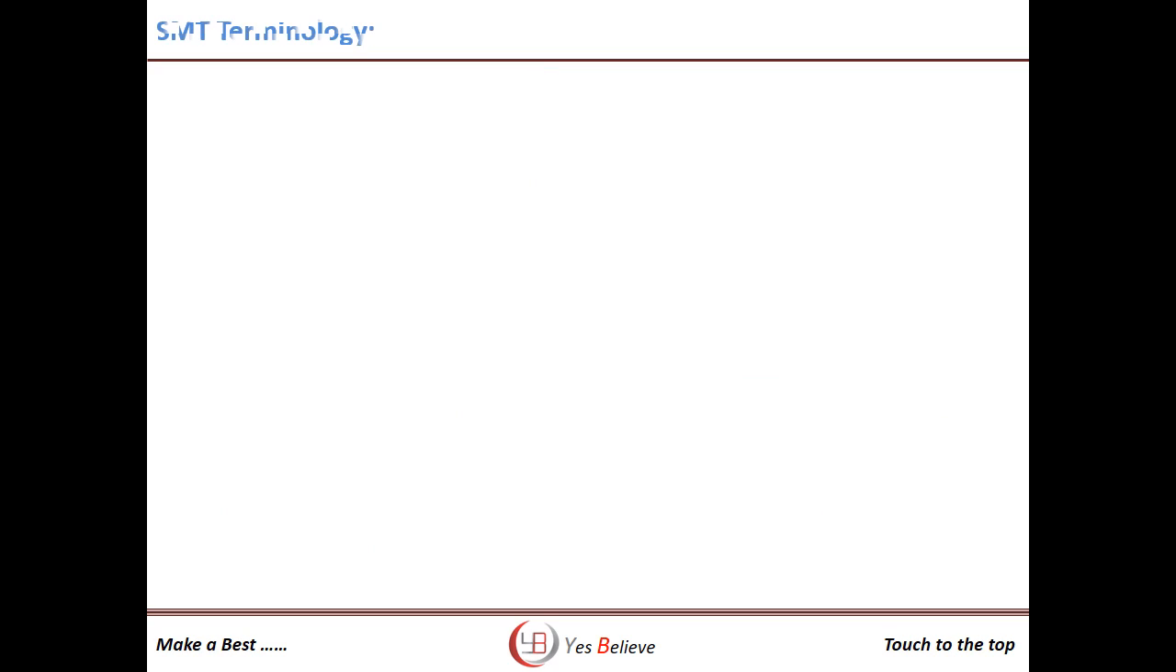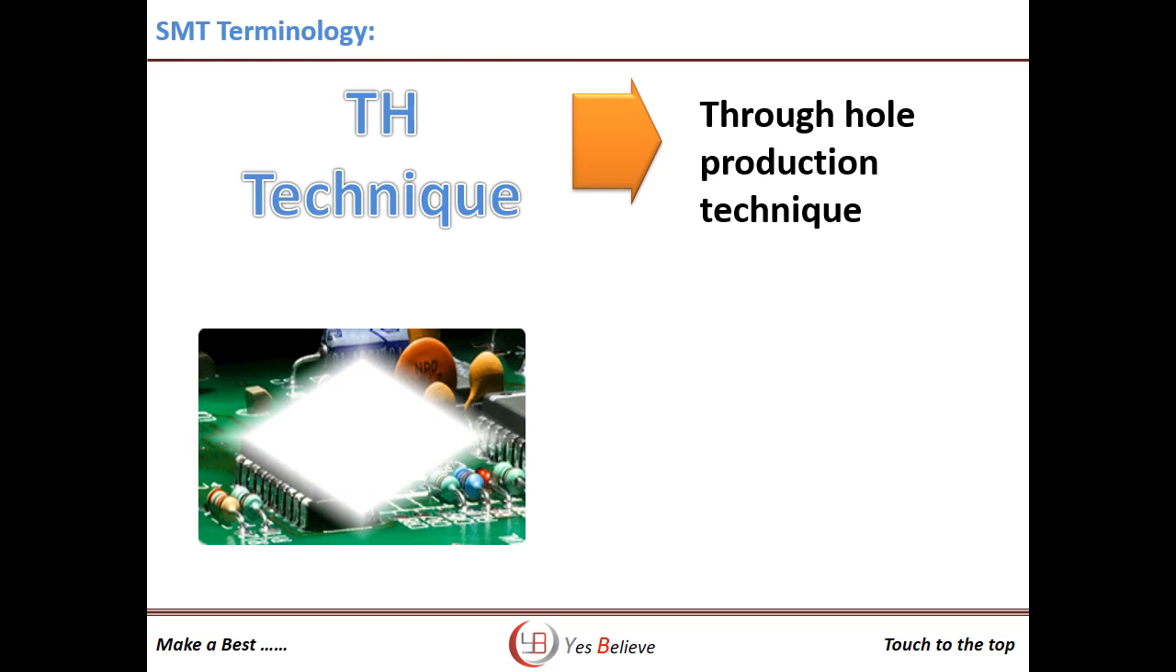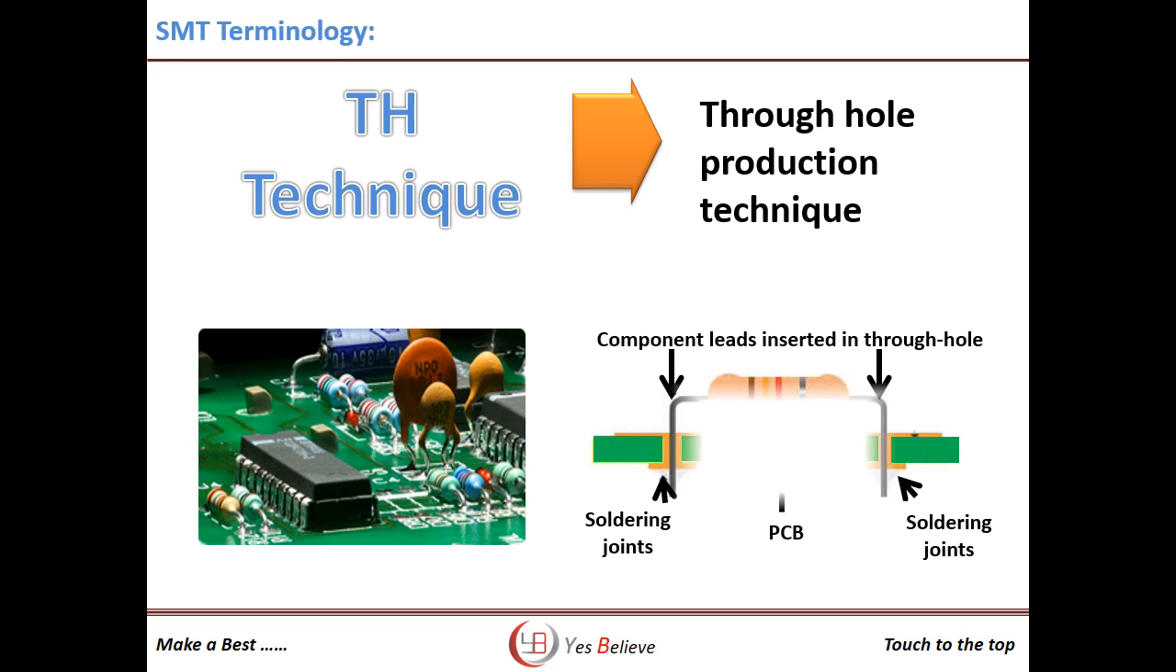Before SMT, the technique used to make an electronic circuit board was called the through-hole technique. Here, the components' leads were inserted in the printed circuit board and the soldering was done on the other side. Still, the combination of SMT plus the through-hole technique is used for manufacturing electronic circuit boards.